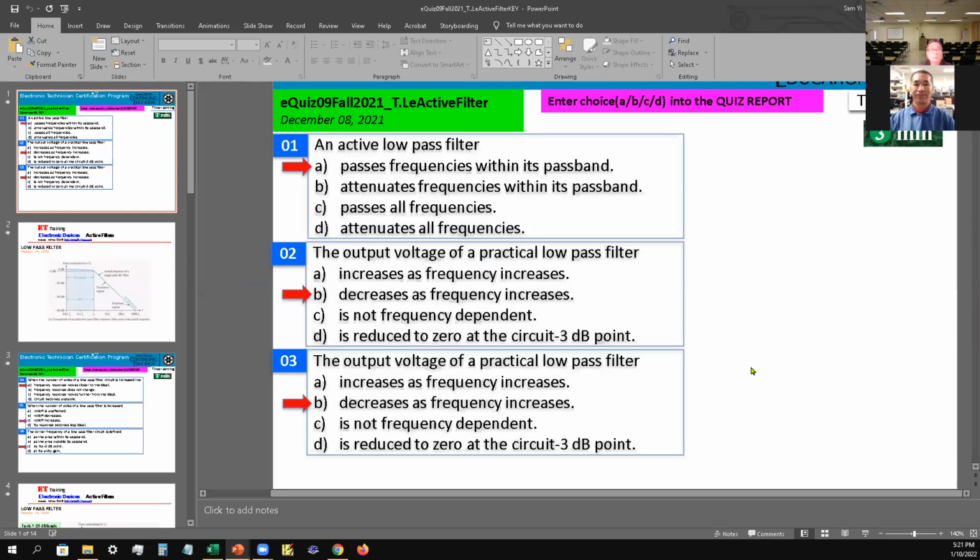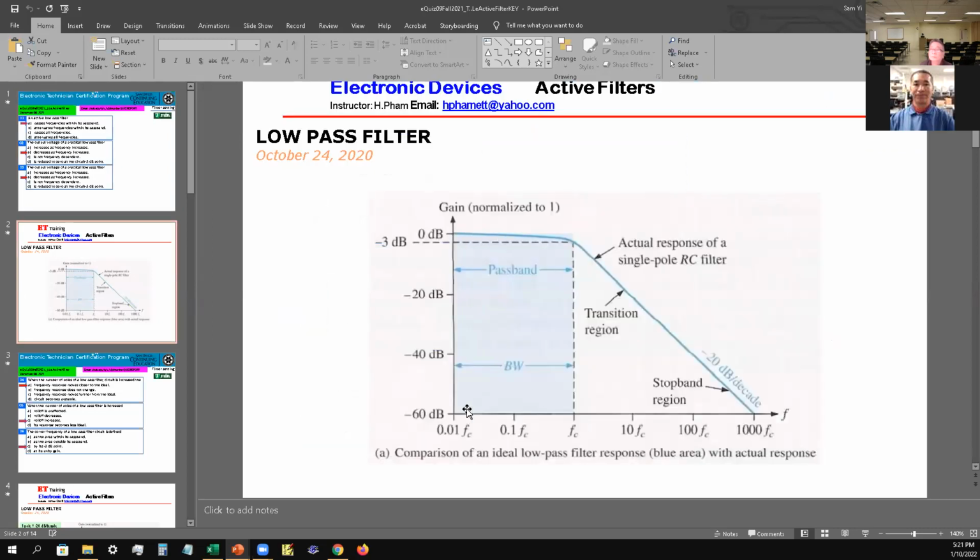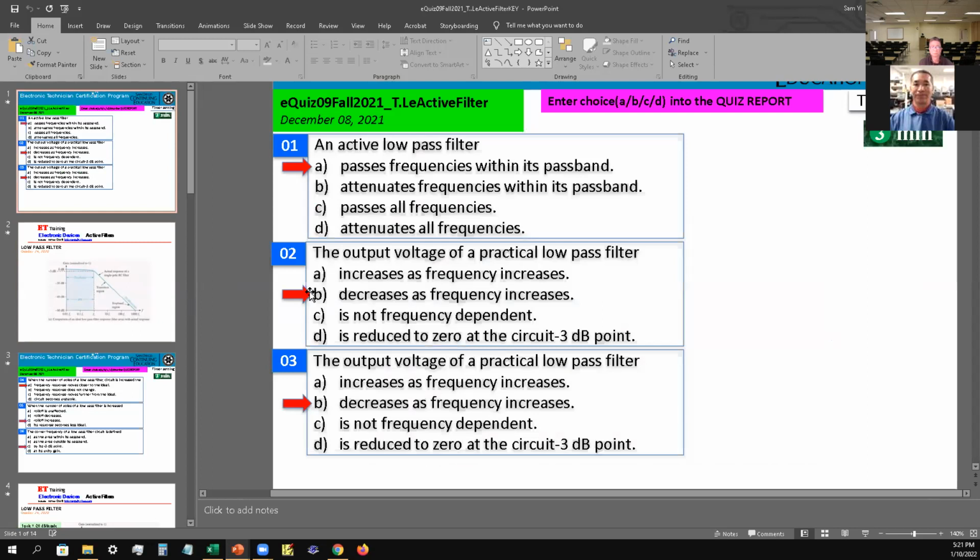For number 2, the output voltage of a practical low-pass filter decreases as frequency increases. So the answer is B as in Bob for number 2. As you can see, as the frequency keeps on increasing, your voltage keeps on decreasing. For number 3, the output voltage of a practical low-pass filter decreases as the frequency increases. So that's the same thing as number 2; number 2 and number 3 are the same.